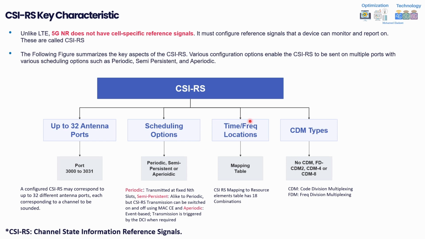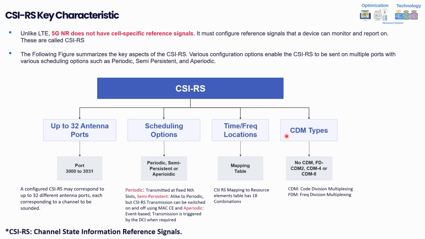Then we have the part related to time-frequency location. Actually, this will be covered in the parameters part, and I will also give a visualization for some of those types. However, there is a 3GPP table which covers all the mapping tables for the frequency and time domain allocations. We have 18 combinations covering different numbers of ports, for example, different density and so on. I will cover this in more detail in the coming slides, just to simplify as much as possible.